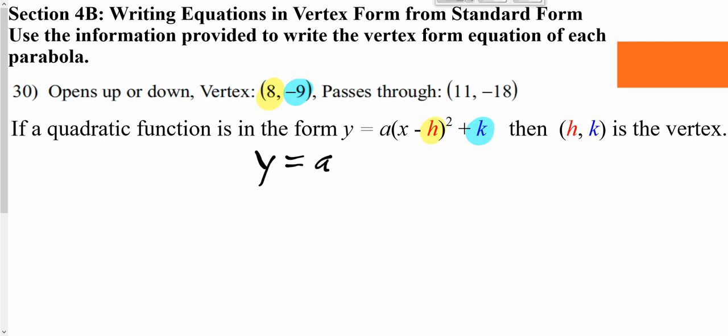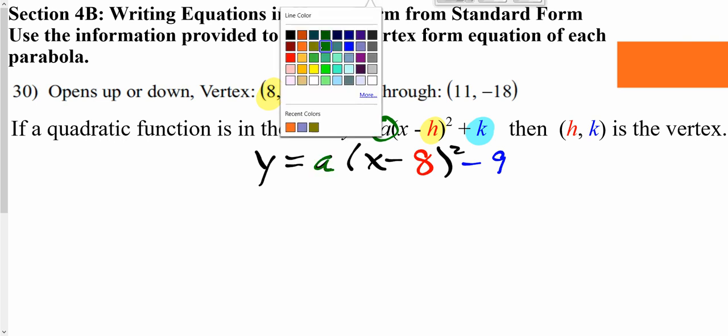y is equal to a times x minus, and I'm going to plug in my h, which is that 8, plug in my k, which is that minus 9. Now, all I have to do is find a, because when we looked at our initial vertex form here, we didn't know the h initially, we didn't know the k, but we had that from our vertex that we were given, but we still didn't know what a is. So we still need to find a.